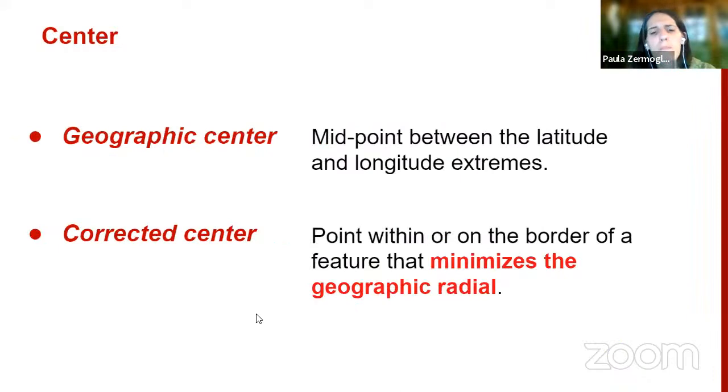Now, let's talk a little bit about centers. What are the centers of our locations? Well, we can define two kinds of centers. On one hand, we have the geographic center, that is the midpoint between latitude and longitude extremes. We're going to see this graphically in a moment. And we can define the corrected center, which is a point within or on the border of the feature that minimizes the geographic radial.